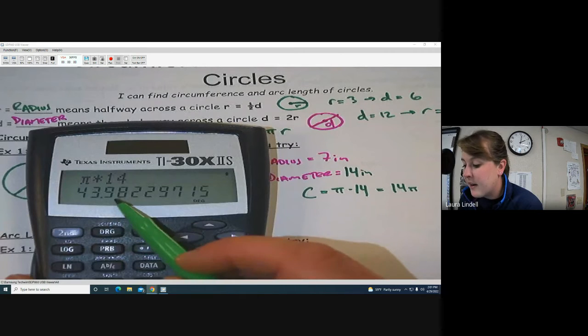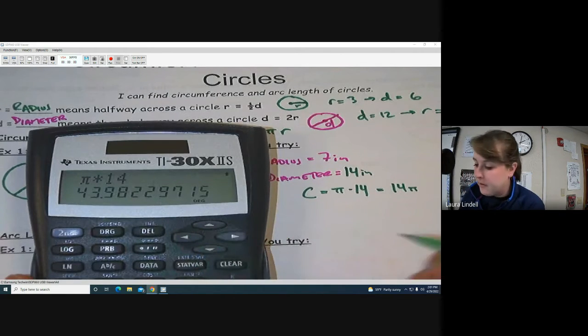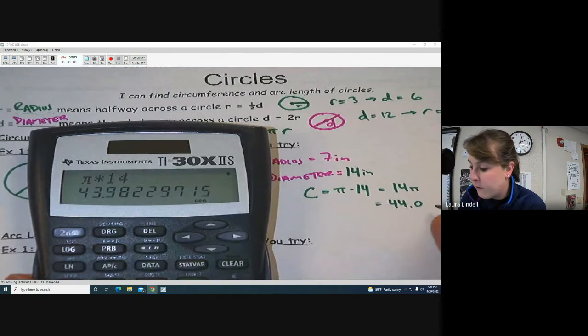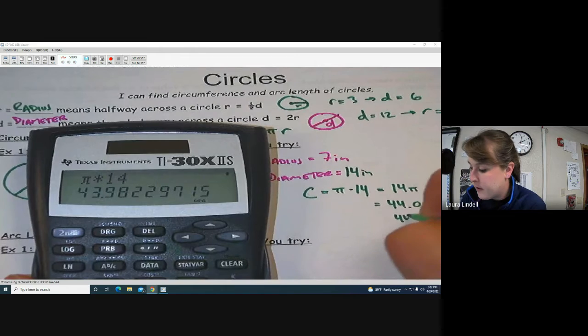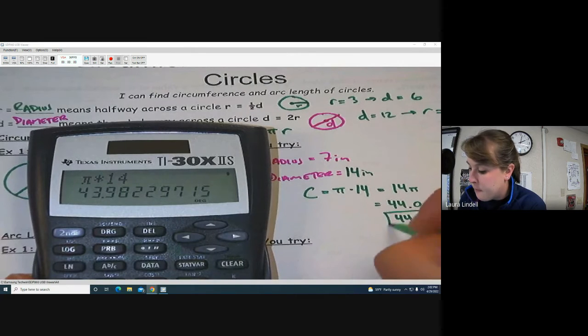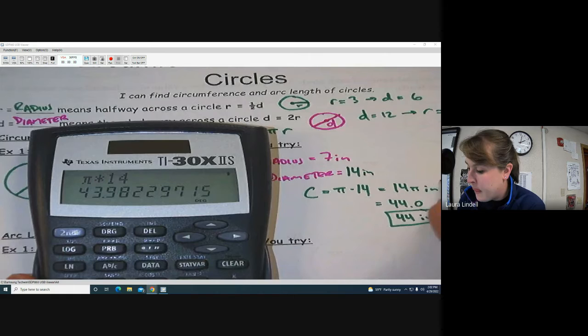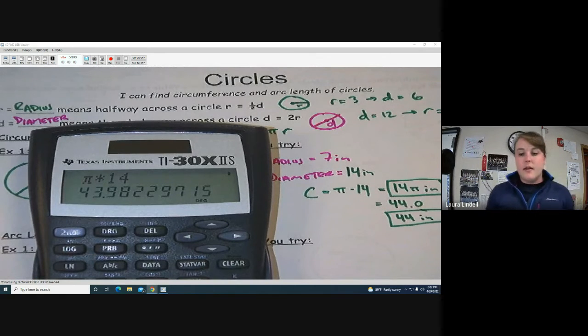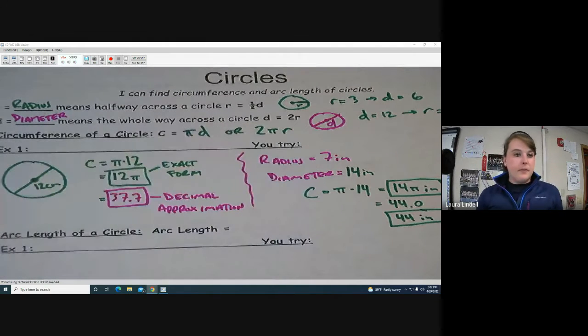In decimal approximation form, though, we'd want to grab our calculator and go, okay, pi times 14, and we get 43.982. So this is actually, even rounding to the nearest tenth, going to round up to 44.0, or just 44 inches. And we should get in the habit of putting units on there as well. Okay, so that's how we find circumference if we're given the radius or the diameter.